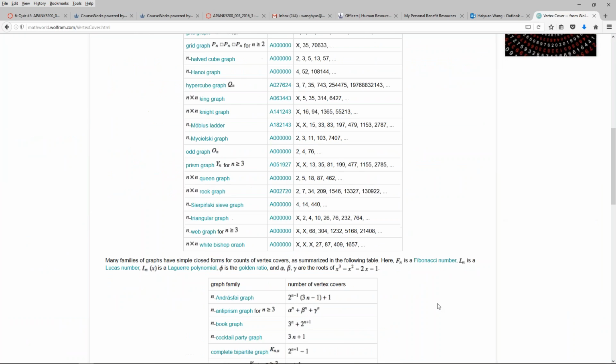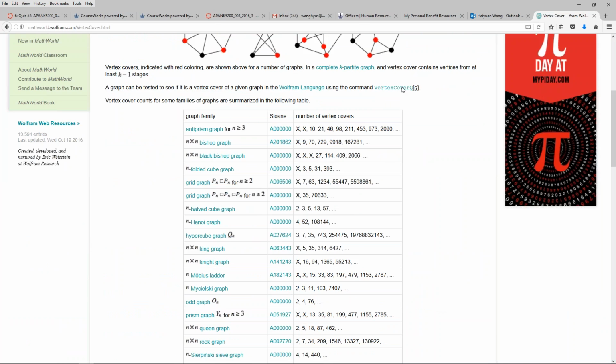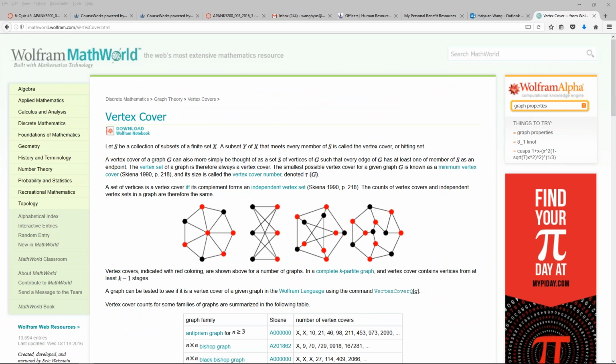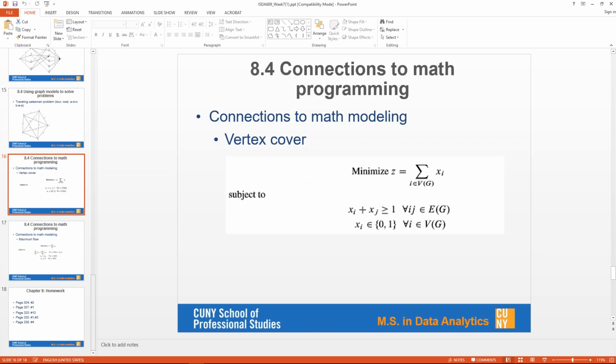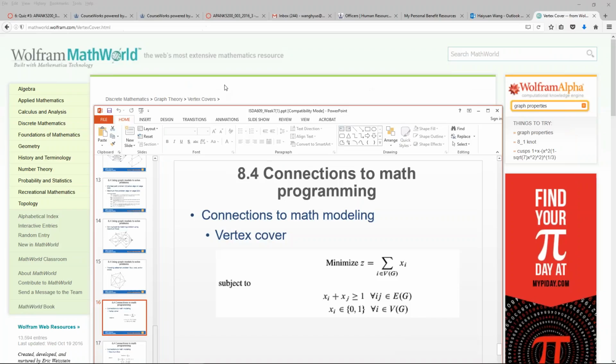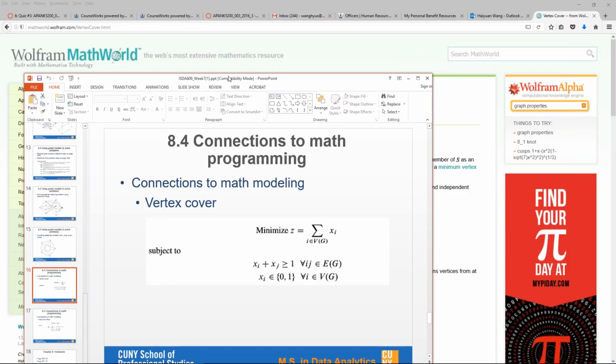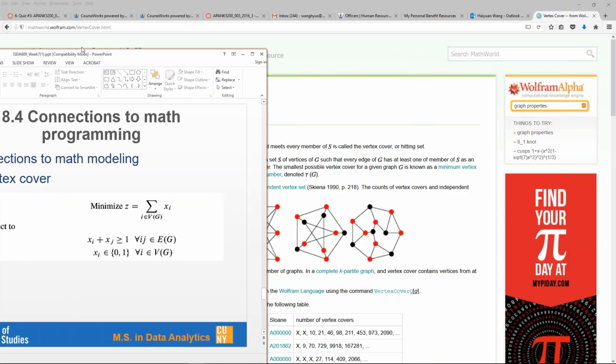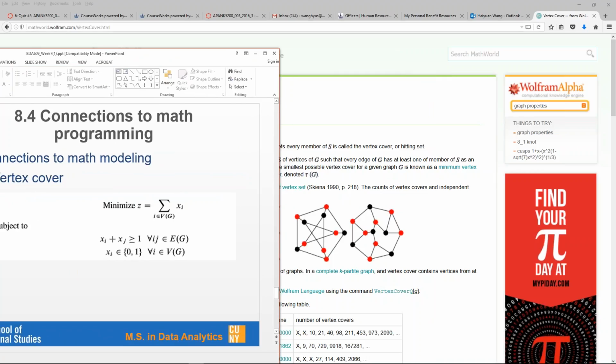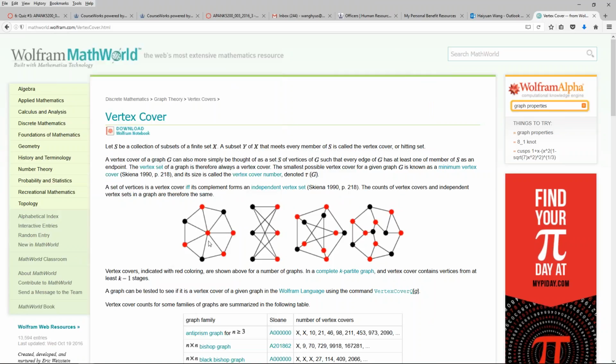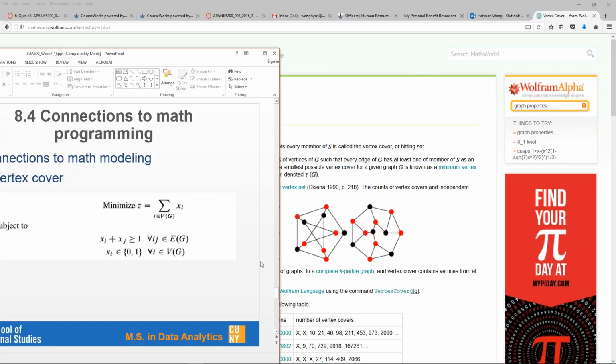And then mathematically, how we can model it. Let's go back to the slides very quickly. So here it says that we're trying to minimize this Z. Z is a sum of xi, where xi is 1 if it is in the vertex cover that we're trying to find, and then if it's not in the vertex cover, then it's 0. So in this case, essentially the red dots at the end would be all the i's that are equal to 1.